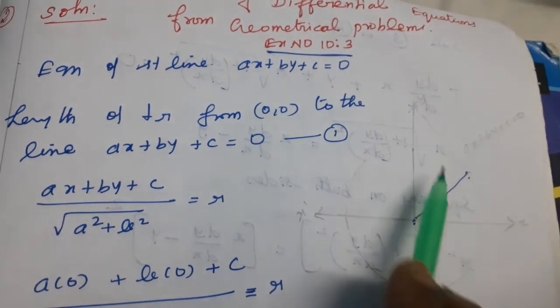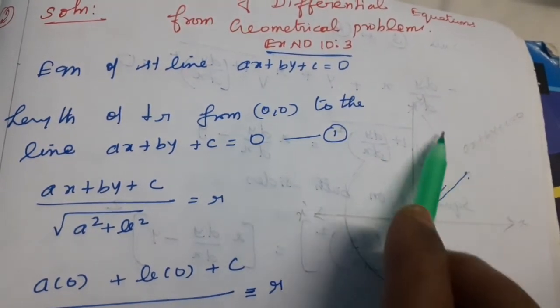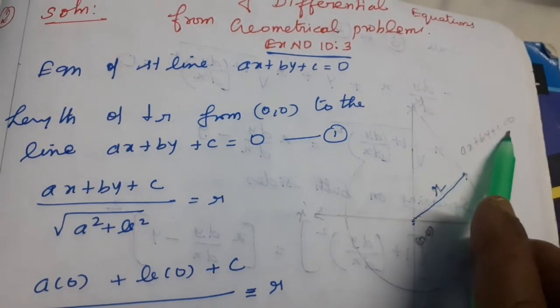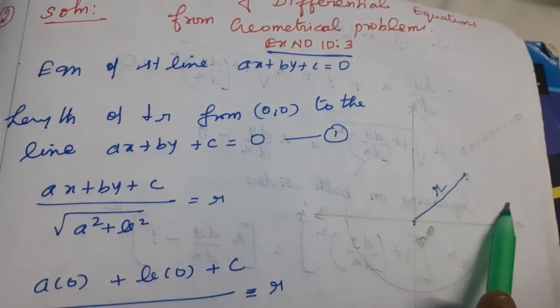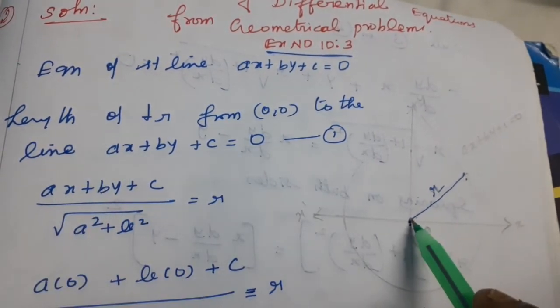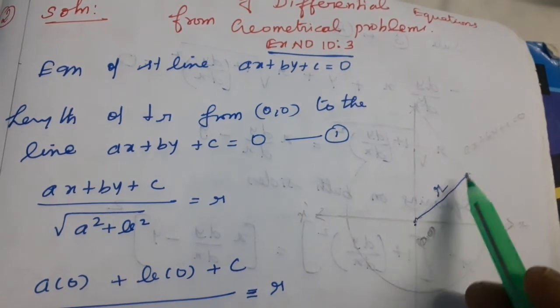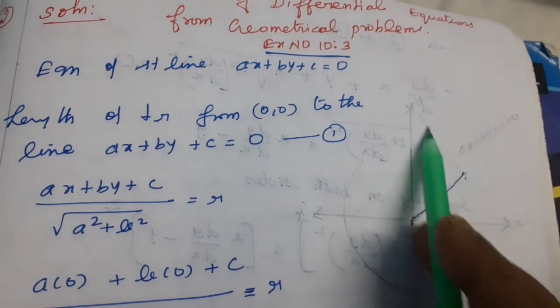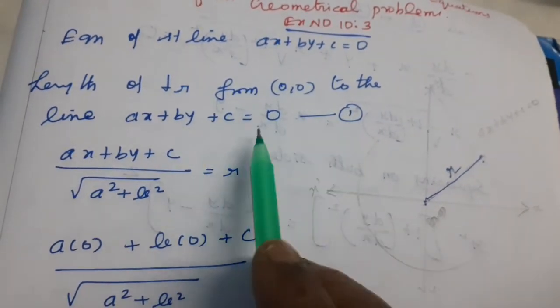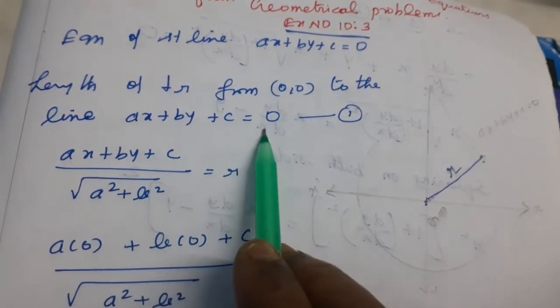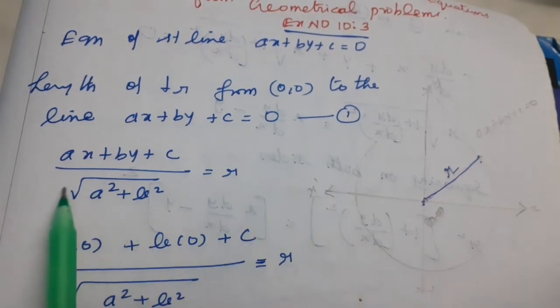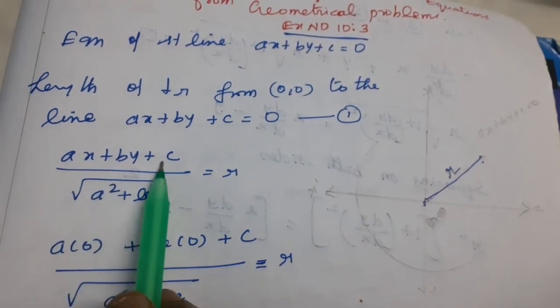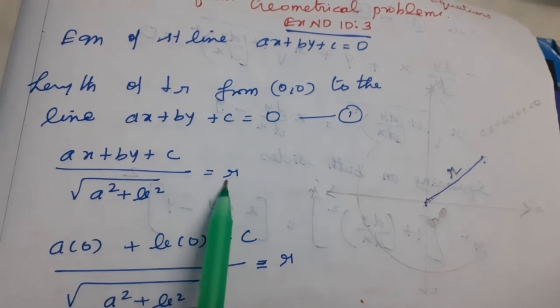Here we draw the line ax plus by plus c equal to 0. This is a touching line, a tangent to the circle. This is the length of the perpendicular from the origin to the line, that is, ax plus by plus c equal to 0. This is equation 1. Now the modulus of ax plus by plus c by root of a square plus b square equal to r.